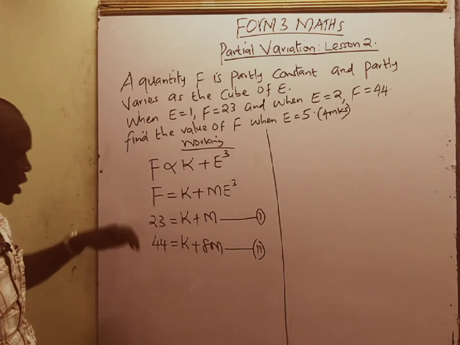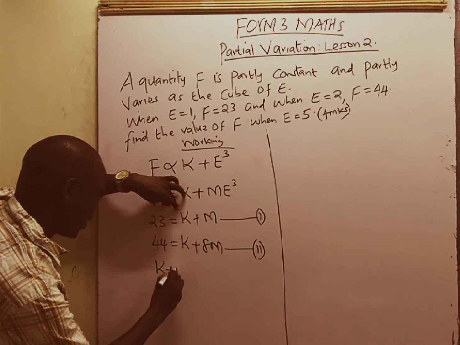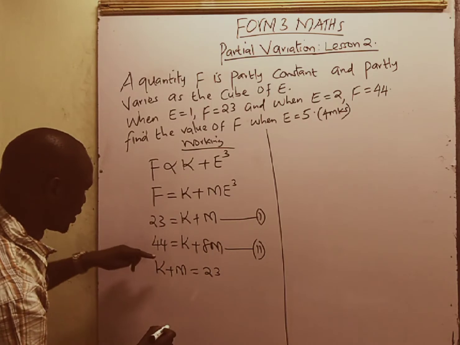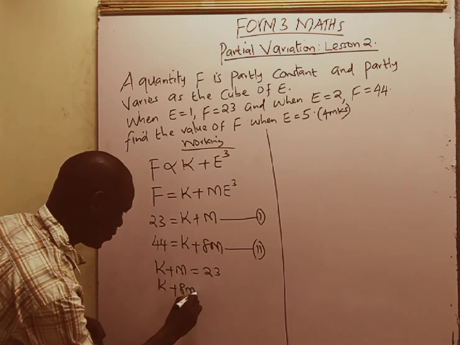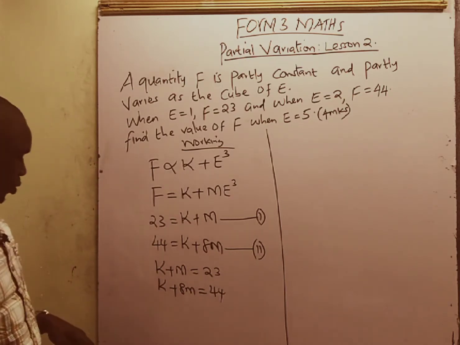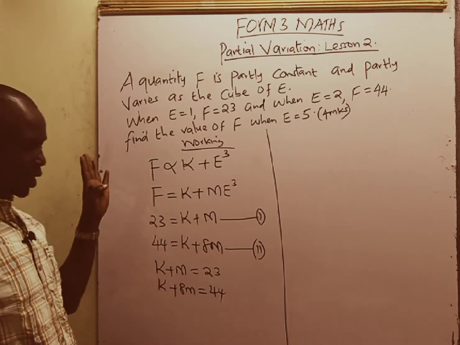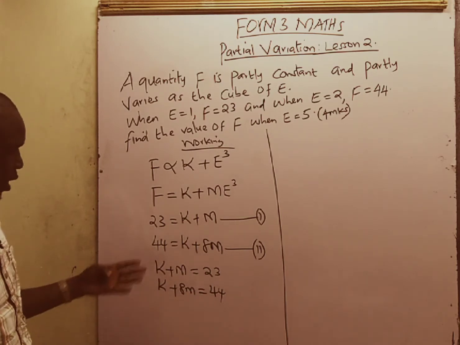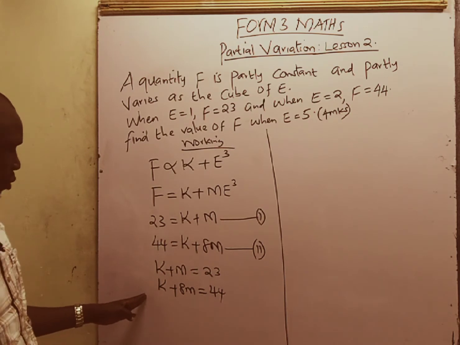So nothing prevents us from saying this is our equation 1 and this is our equation 2. We can still rearrange the two so that we have k plus m is equal to 23, and k plus 8m is equal to 44. What we are supposed to do is unify one side so that we can eliminate it and remain with one so that we can solve it. But in this case, you realize already one side is equal, meaning it is the same.